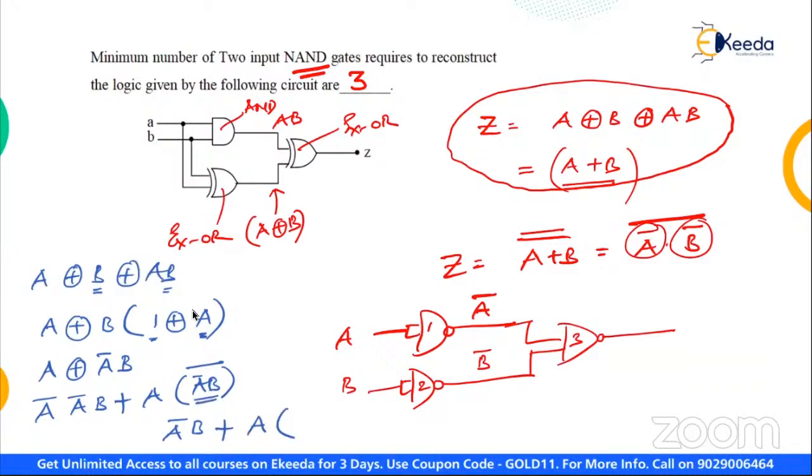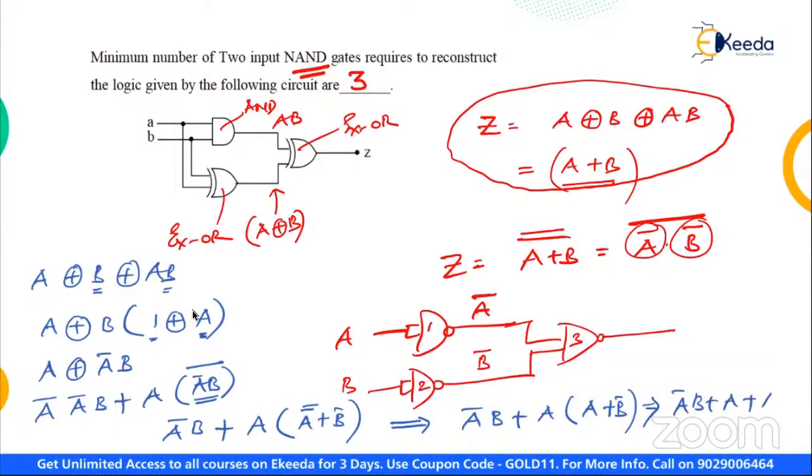So by De Morgan's theorem, it will be A double bar plus B bar. So what I have is, again, A bar B plus A double complement cancel each other. What remains inside is only A plus B bar. Correct? Next. What do I get now? It is A bar B plus A into A is again A, plus A B bar.